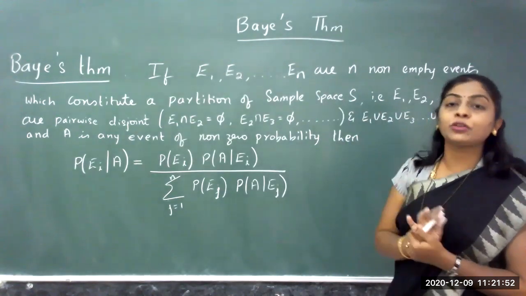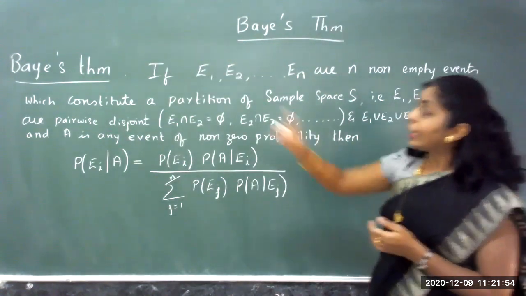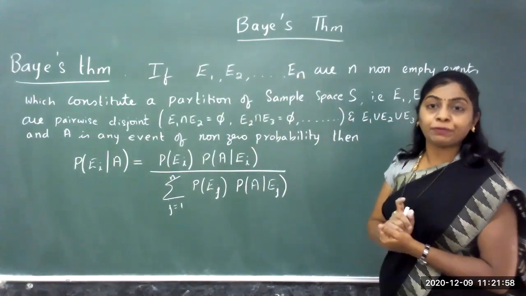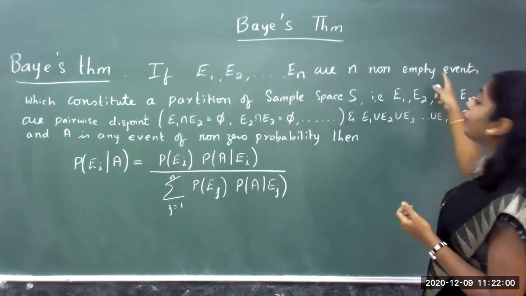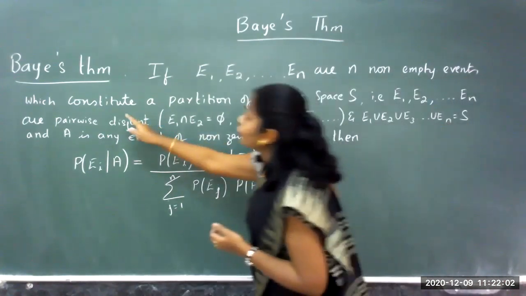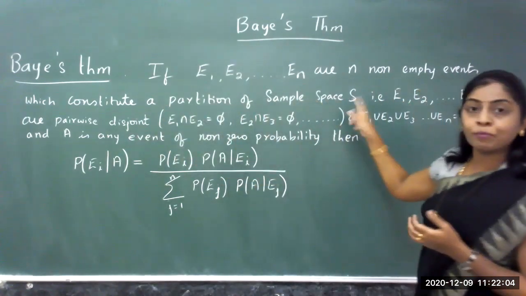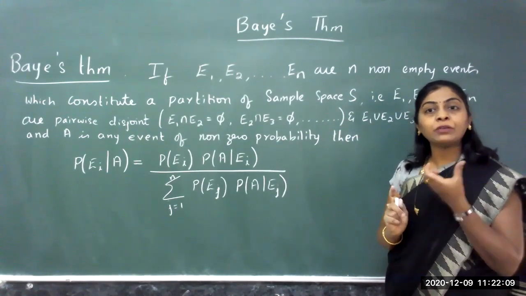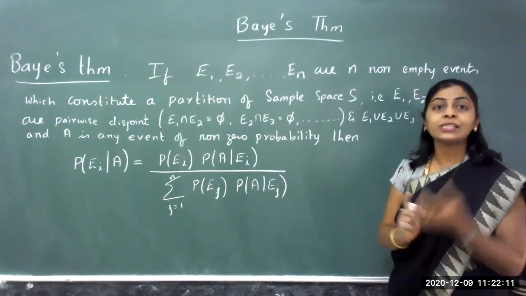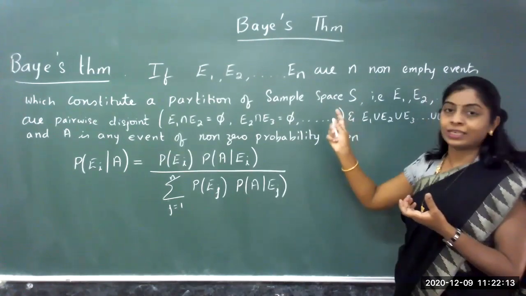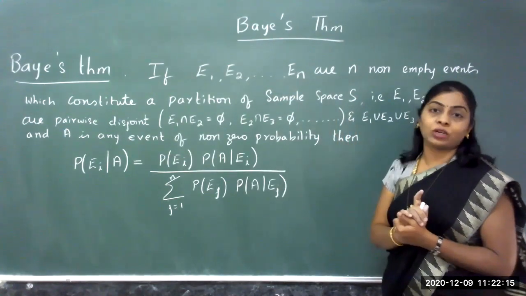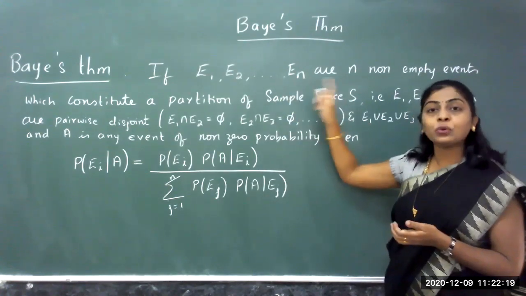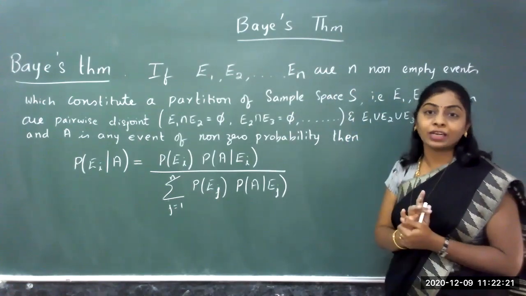The statement of Bayes' theorem is given by: if E1, E2, and so on up to EN are N non-empty events which constitute a partition of sample space S. So in a sample space, on a random experiment, we know how to write the sample space. In that sample space, these are the events given. What are events? The subsets of the sample space. E1, E2, up to EN, there are N different events given.